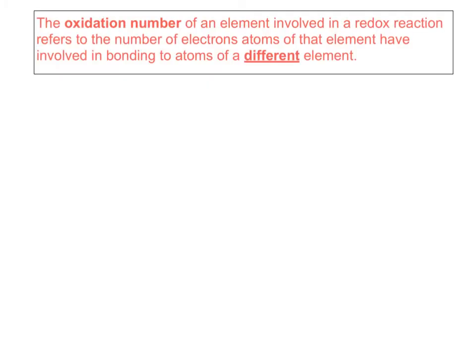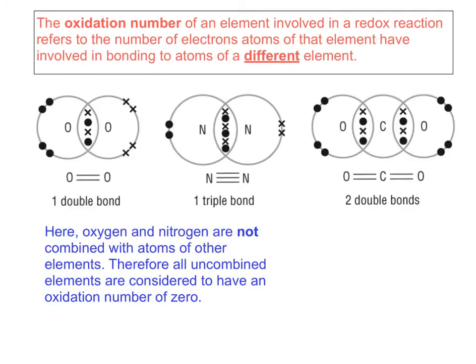So what exactly is oxidation number? The oxidation number of an element involved in a redox reaction basically refers to the number of electrons that atoms of that element have involved in bonding to atoms of a different element. And it's really important that you remember it's bonding to atoms of a different element. So in these cases, oxygen and nitrogen are not combined with atoms of other elements, so any uncombined element is always considered to have an oxidation number of 0.